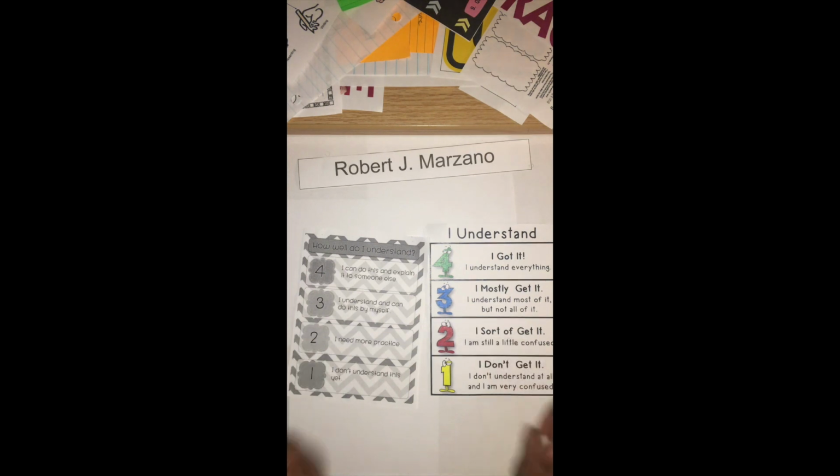Number 2 is, I need more practice. I sort of understand. I am working through it. I have some confusion. Number 1 is, you don't understand it. Something's not clicking, and you're just very confused, very frustrated.